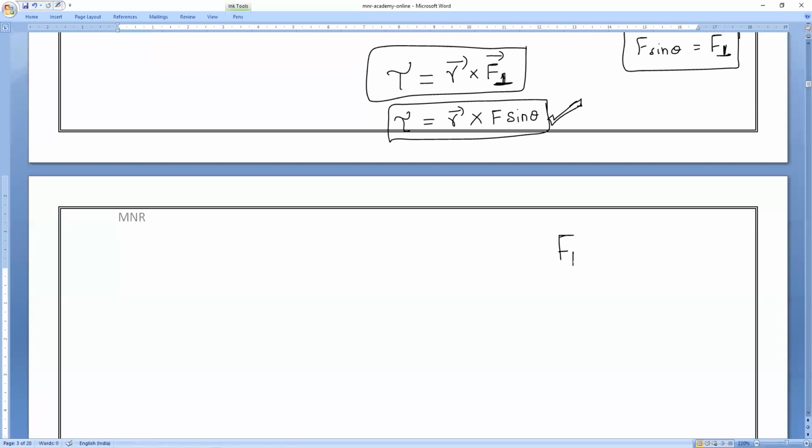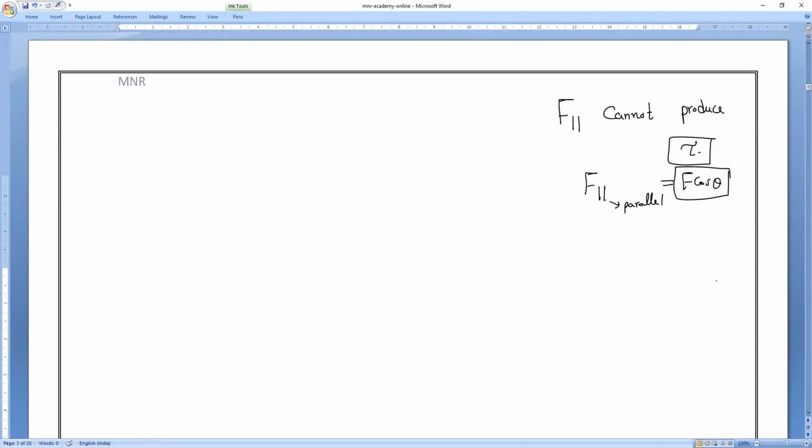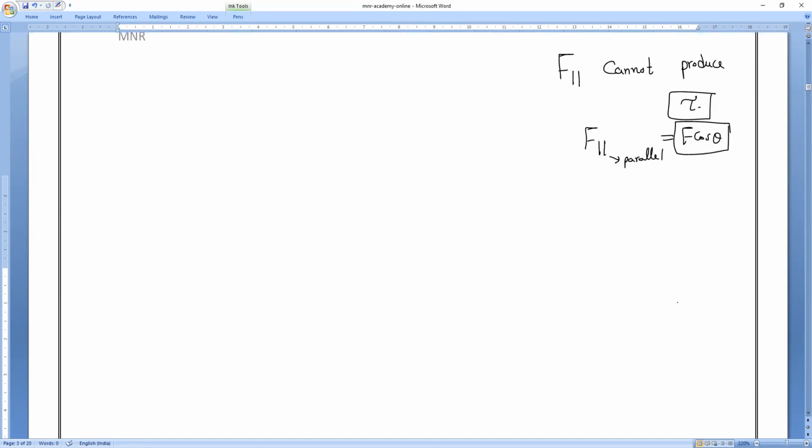Now which is parallel, F parallel. F perpendicular can create a turning effect, but F parallel, what will happen? It cannot create it. F parallel cannot produce what? Everybody, it cannot produce the torque. So which is F parallel? All of you. F cos theta. So F cos theta cannot produce torque. That is what you have to remember. I hope everybody understands. Any doubt? Please respond, guys. Understood, Rudreswar?